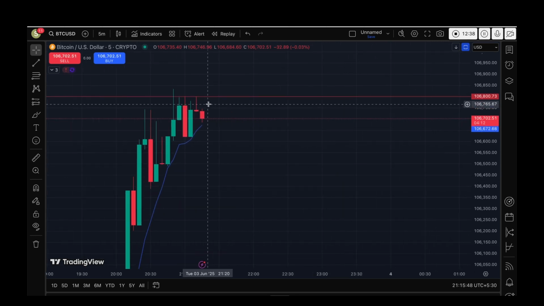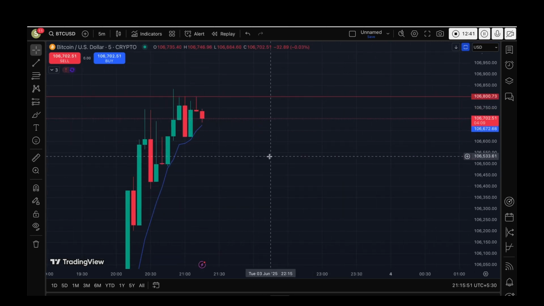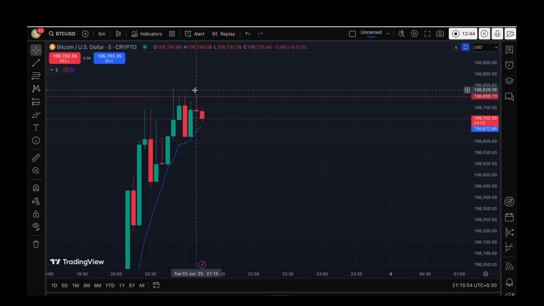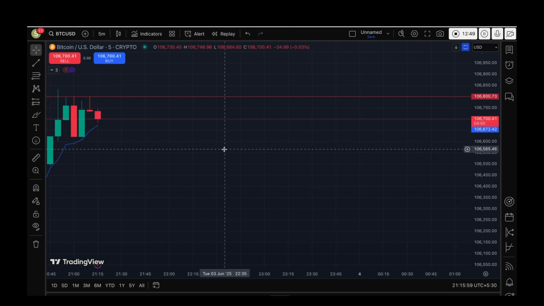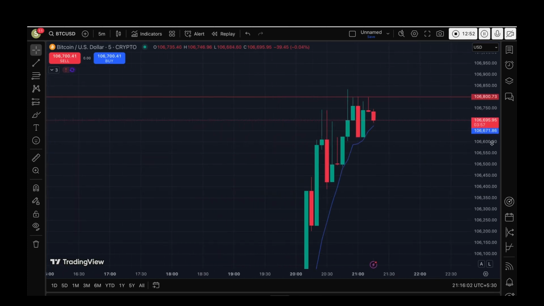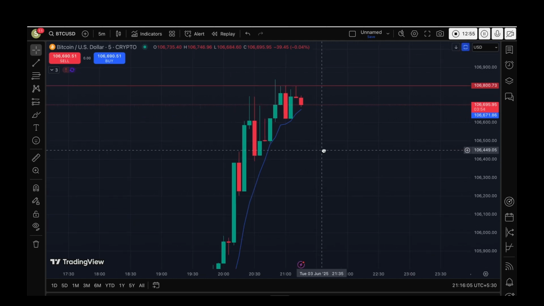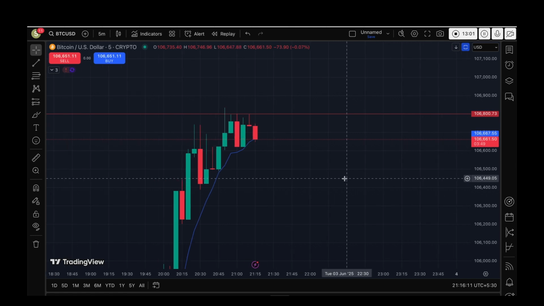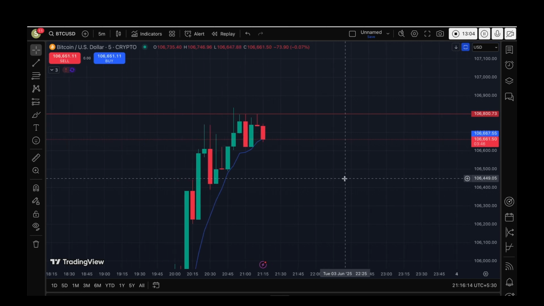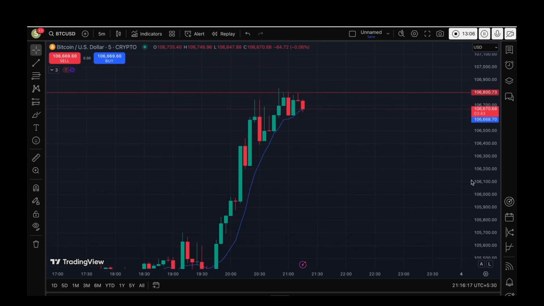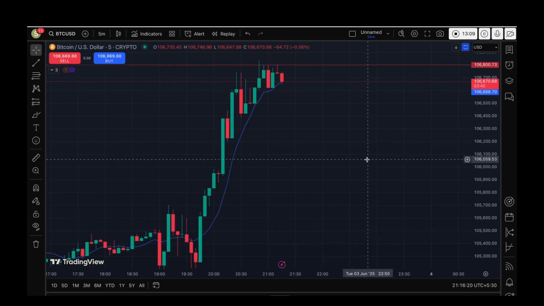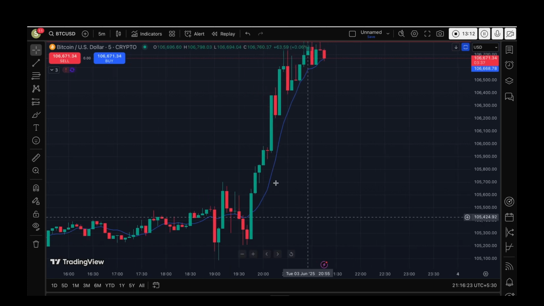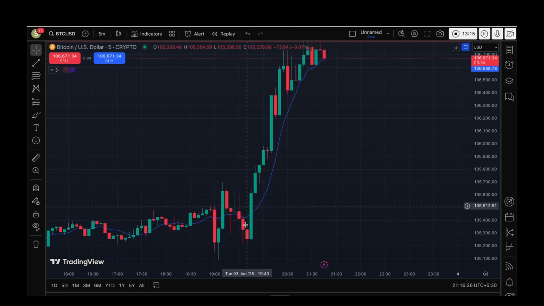The market is going down. You can see the rejection from the trade line. The trade line is giving us rejection. Yeah. So let's see. This candle is very important.